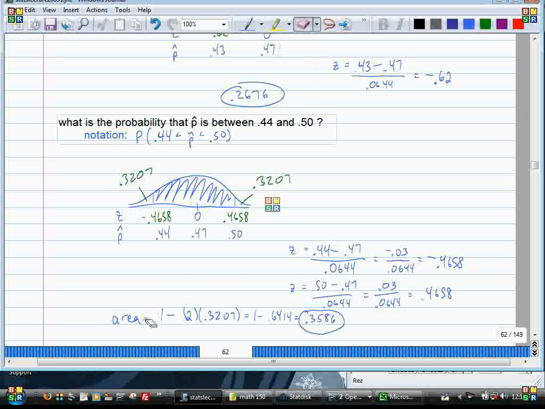It might be useful for me to write this. Area equals 1 minus both tails. Okay. Other questions? Any questions? No? Okay.